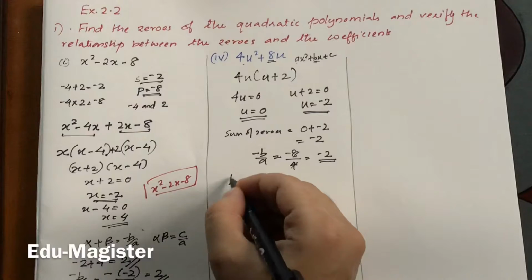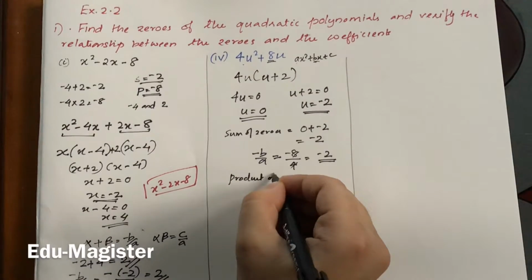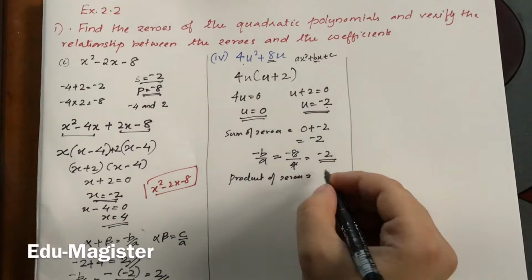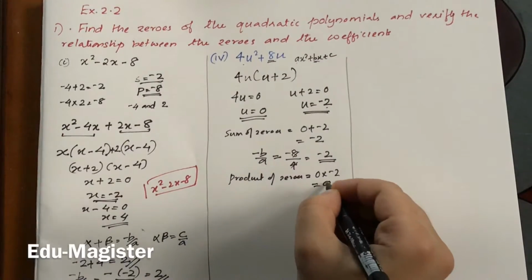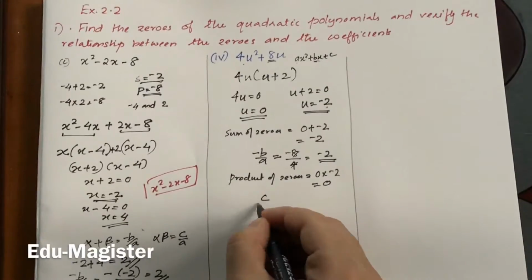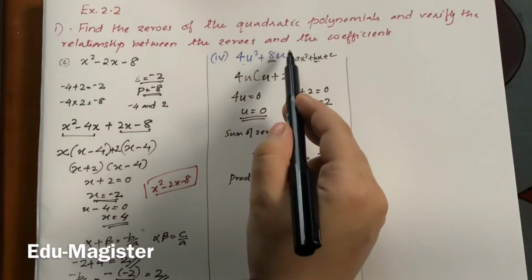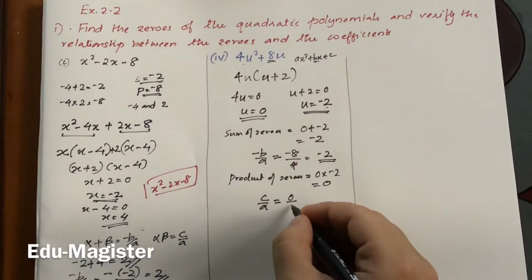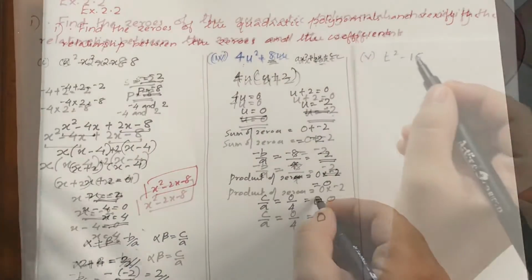Now what is the product of the zeros? 0 into minus 2 is 0. And what is c by a? There is no c in this term. There is no constant, right? So you get 0 by what is a? 4, which is again equal to 0.